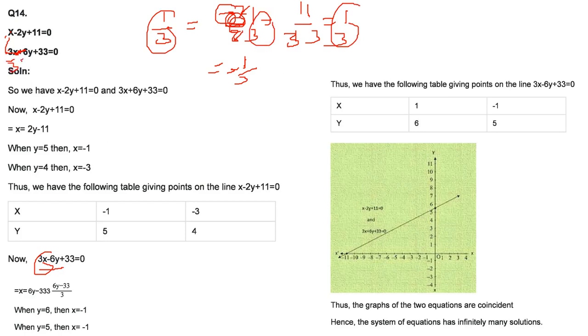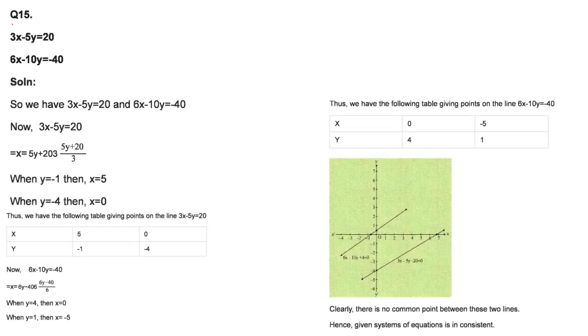If I divide this by 3, I get x minus 2y plus 11 equal to 0, and this line is exactly equal to this one. So you just have to make one line, and these two will be coinciding each other. Here also the same scenario, but the situation is a1 by a2 is 3 by 6, b1 by b2 is minus 5 by minus 10, and c1 by c2 is 20 by minus 40.